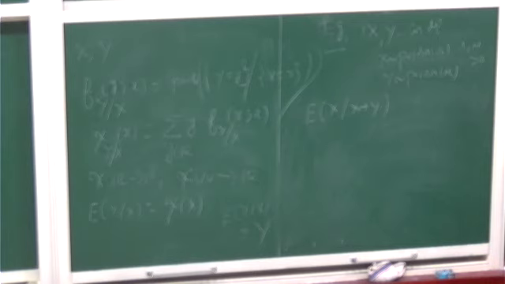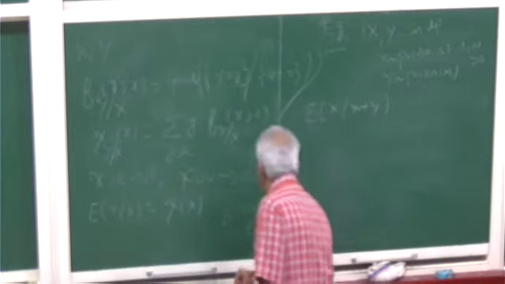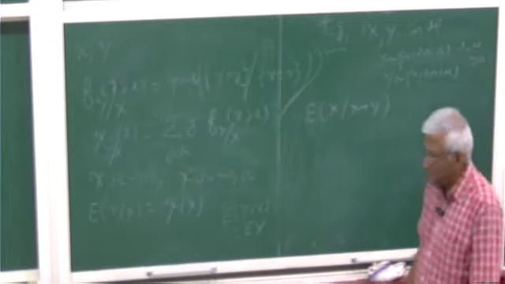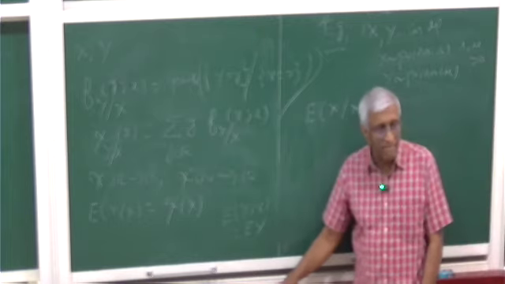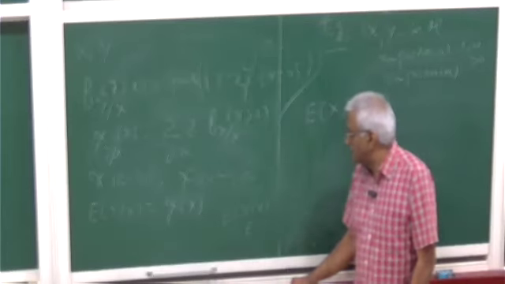Sorry, it is E of y. It should be a function of x, no? It is E of y. If you do the computation, it's clear. It's E of y. Okay, this is clear? E of y is a number.